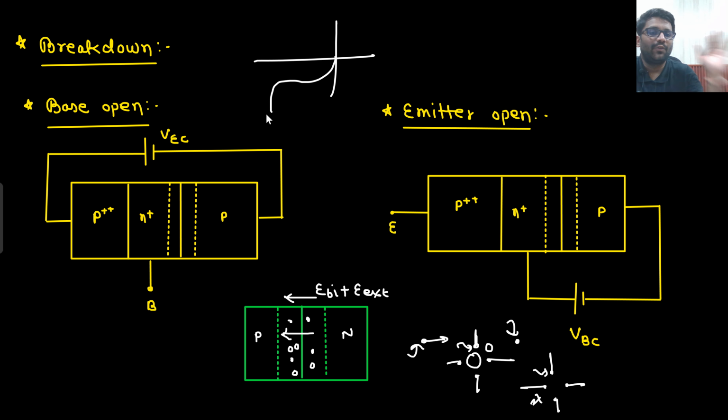So the same scenario will happen here. It will happen in reverse bias. And which junction will be reverse biased? Surely the collector junction will be reverse biased. So if your collector junction is reverse biased, then the breakdown may occur.